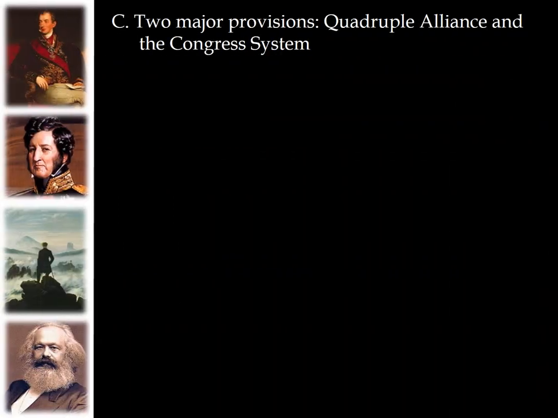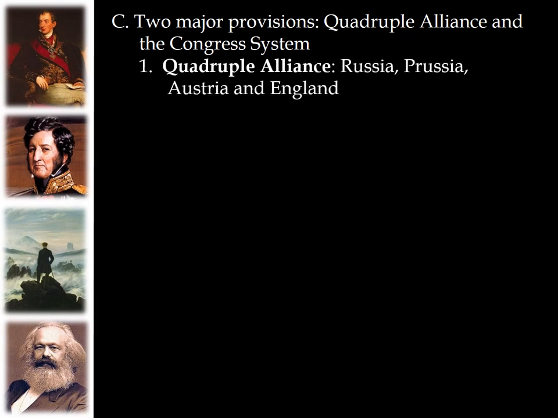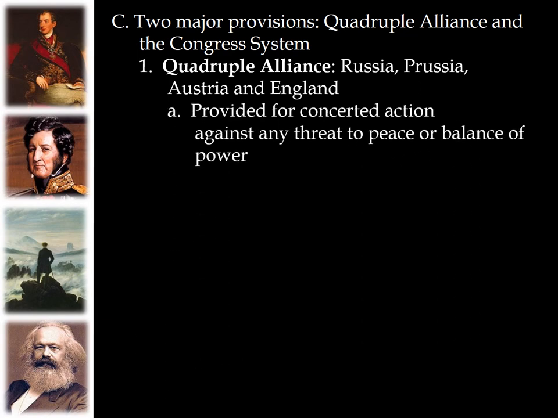Two major provisions were part of the Concert of Europe, the Quadruple Alliance and the Congress system. The Quadruple Alliance was, of course, the main victors of the Napoleonic Wars: Russia, Prussia, Austria, and England. They provided for a concerted action against any threat to peace or the balance of power. They all maintained that they would send in armed forces to put down any rebellions based on liberalism or nationalism that would threaten the balance of power in Europe.